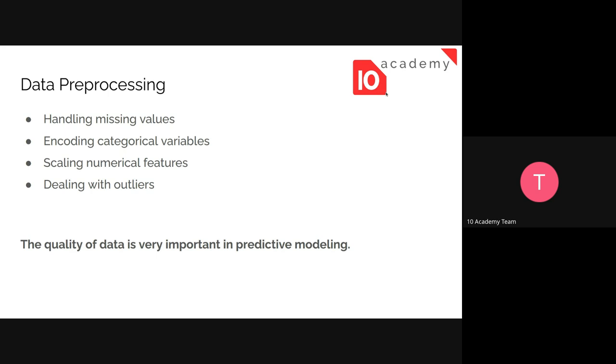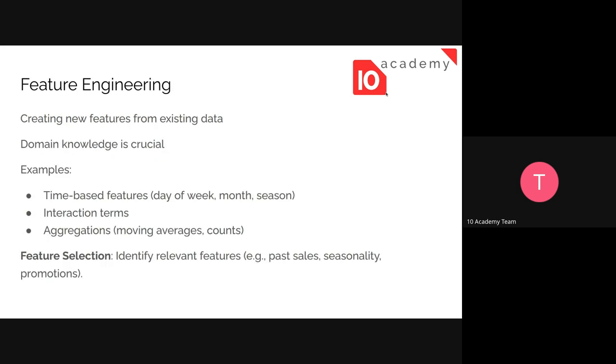And then dealing with outliers, I believe we have been doing this a lot. The quality of the data matters for predictive modeling, so you need to think of that.